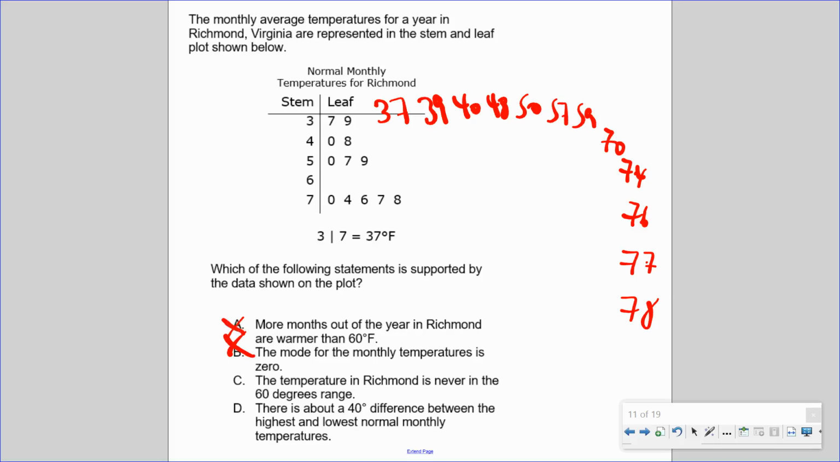No. The temperature in Richmond is never in the 60 degrees range. I don't know if that's true. I don't think that's true. It can be 60 degrees. And remember, this is the average. So could it ever be 60 degrees? Yes, it can. So that's wrong. Let's find a better one.